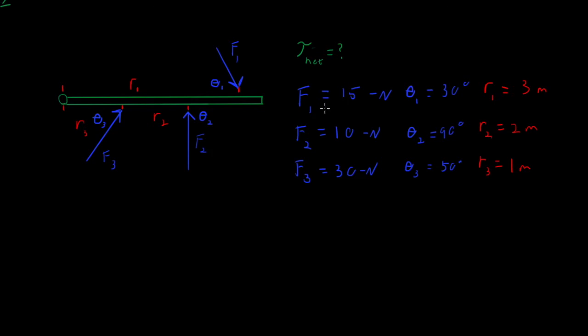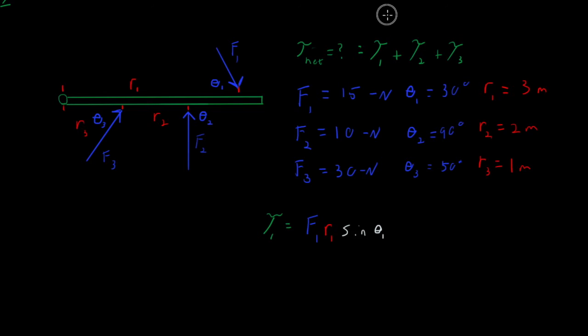All right, now we've got definitions for our forces, our angles, and our radiuses. So let's apply all of these together to figure out my net torque, because each of these is going to have its own individual torque. My net torque is going to be equal to the torque at 1 plus the torque at 2 plus the torque at 3. Well, the torque at 1 would be equal to F1 times R1 times the sine of theta 1.